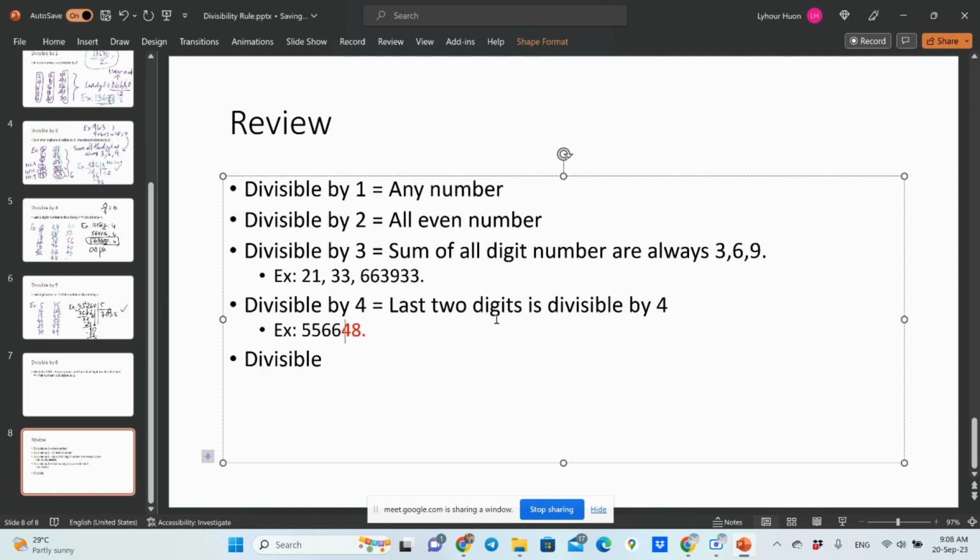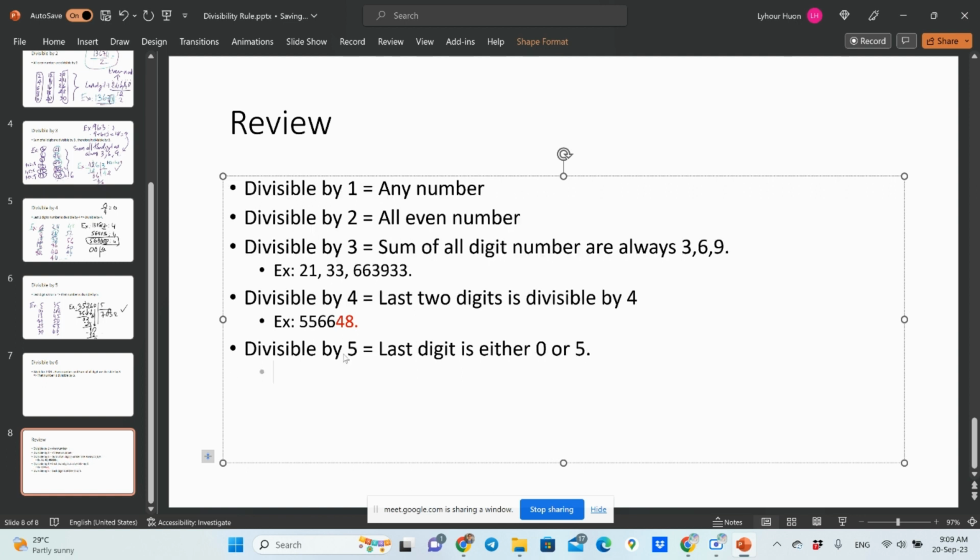Next, divisible by 5. Let's study what numbers are divisible by 5. How can we notice the number is divisible? The last digit is 5 or 0. If the last digit is either 0 or 5, then those numbers will be divisible by 5.